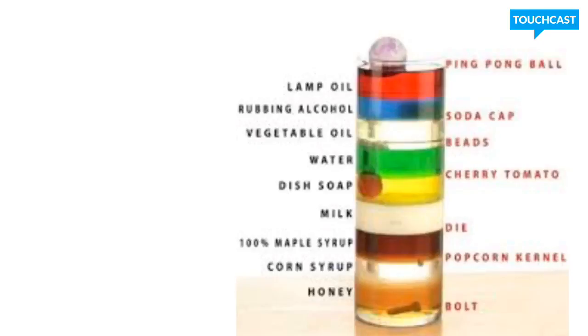I believe this is a cherry tomato. It was more dense than the water, but it was less dense than the milk and the dish soap. So you can kind of see that. Here's basically to sum it up: it'll sink in the liquid if it's more dense, but it'll float on the liquid if it's less dense.